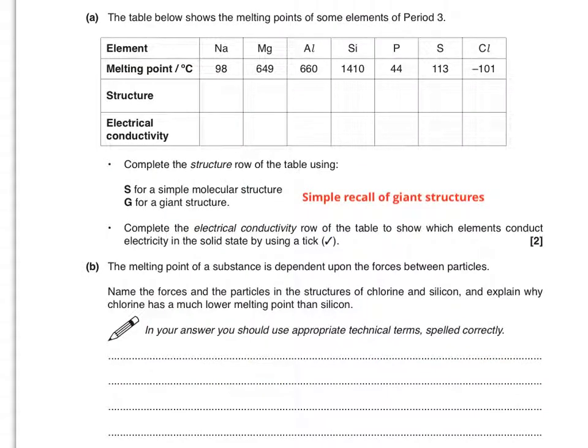So looking at this next question, the first part, part A, asks you to fill out the table. So this should be simple recall. So it's either simple recall of giant structures or simple molecular ones. So let's put these in. This should be straight recall now.